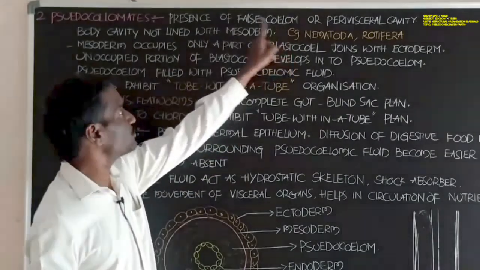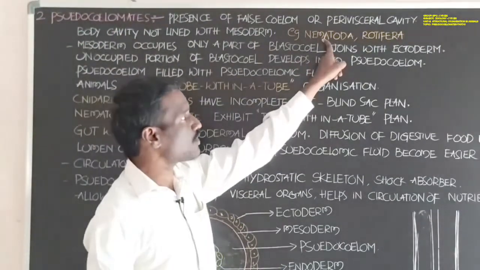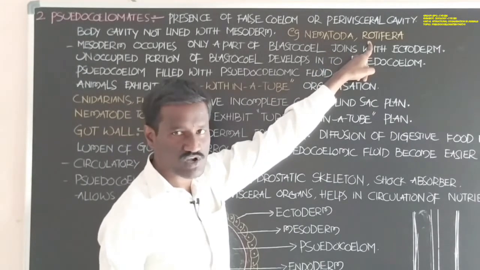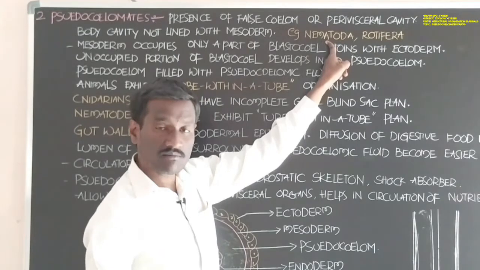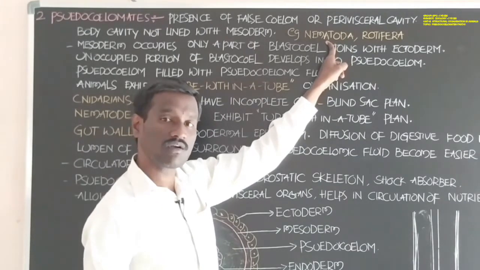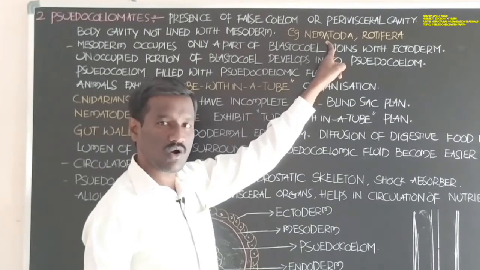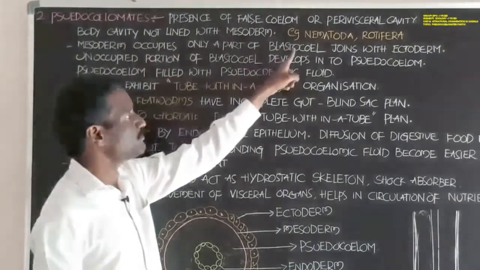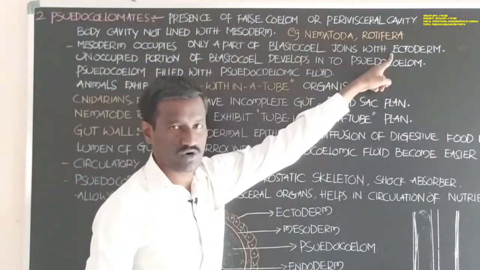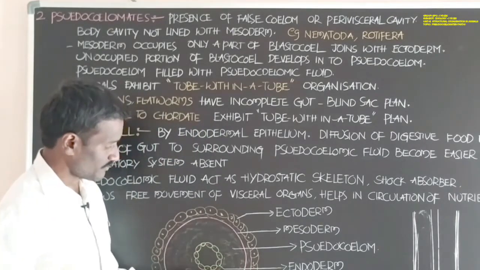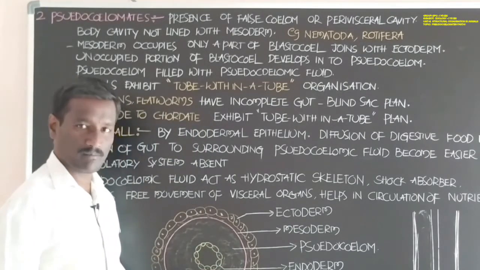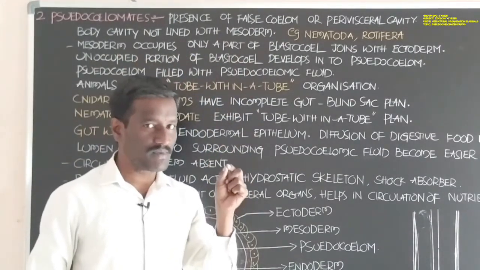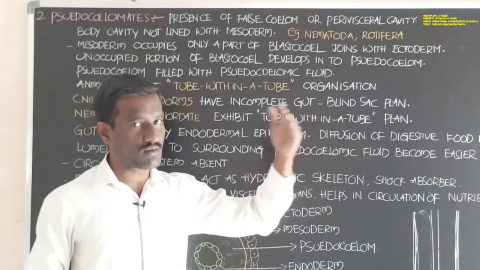Next, which animals show the pseudocoelom? Animals from phylum Nematoda and animals from phylum Rotifera. The animals in the phylum Nematoda are called nematodes. These are also called roundworms. Next, student, the mesoderm occupies only a part of the blastocoel and joins with the ectoderm. The mesoderm is the middle layer present between the ectoderm and the endoderm.